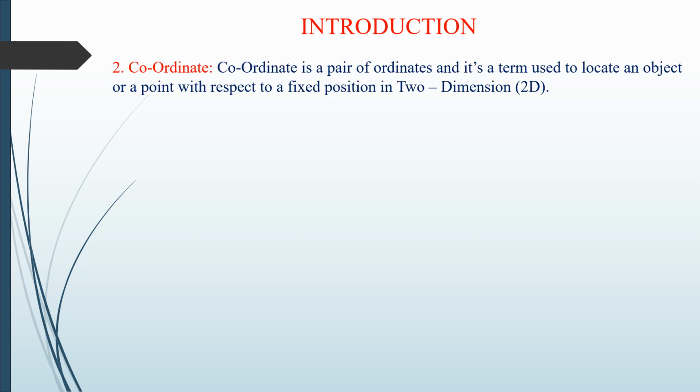Now, if you have understood the term ordinate, let us move on to understand the second term, that is coordinate. Basically, coordinate is a pair of ordinates and it is a term used to locate an object or a point with respect to a fixed position in two dimension. If I try to explain you this with an example here, in the previous example, we considered only one point, that is point B, and location of that point B with respect to a fixed point A was just called as ordinate.